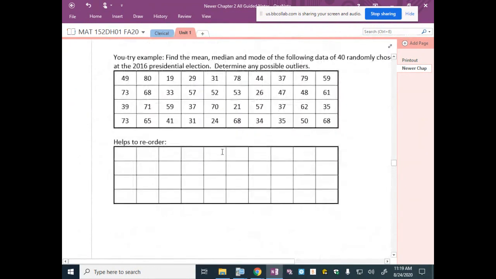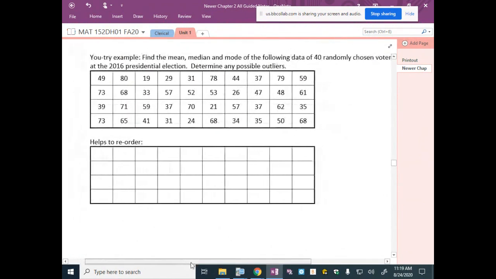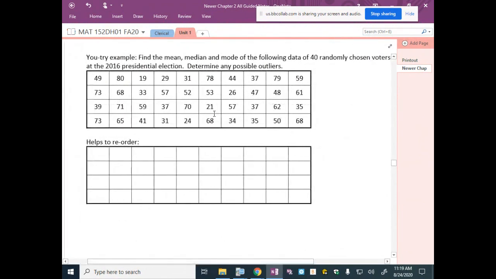Now, you could reorder this data, so we're going to put the mean, median, and mode. We're going to figure that out. So the mean, median, and mode. So we're going to enter that data and see what happens. These were 40 randomly chosen people in line at the 2016 election. Do you have to reorder? No.